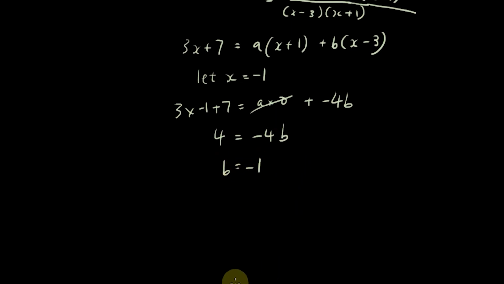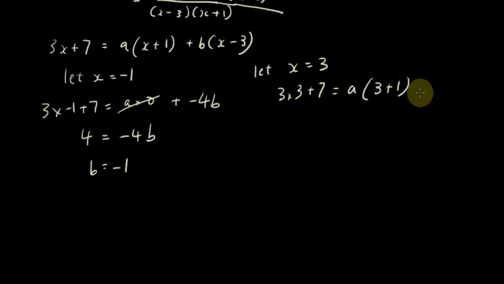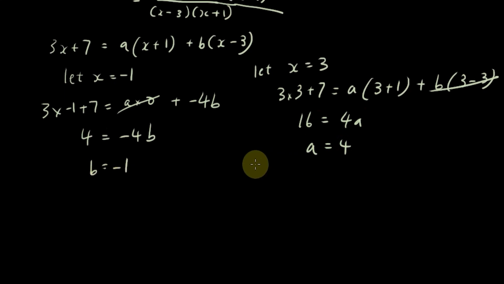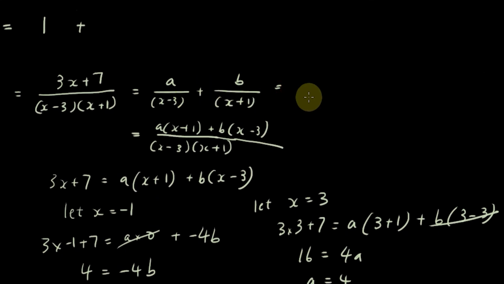So I have what b is found. Now we're going to find a. So let x equal 3. 3 times 3 plus 7 equals a bracket 3 plus 1 plus b 3 minus 3. So that's gone there. 3 times 3 is 9. 9 plus 7 is 16. 16 equals 4a. A equals 4. So b equals negative 1. A equals 4. I'm going to try and put that into here.